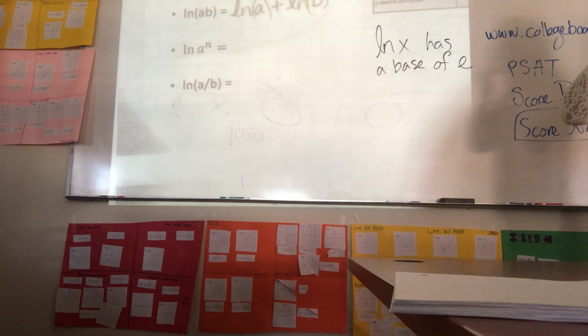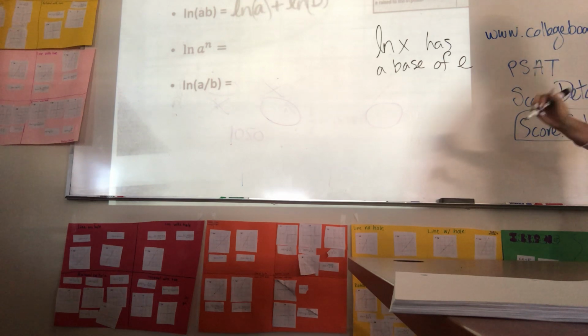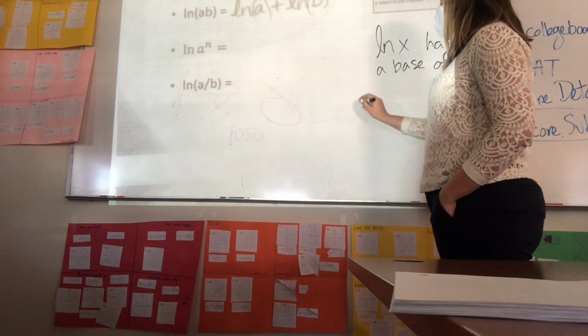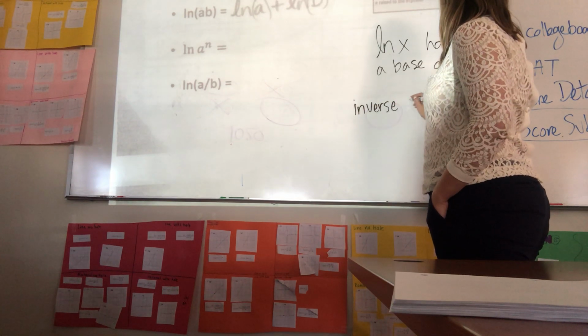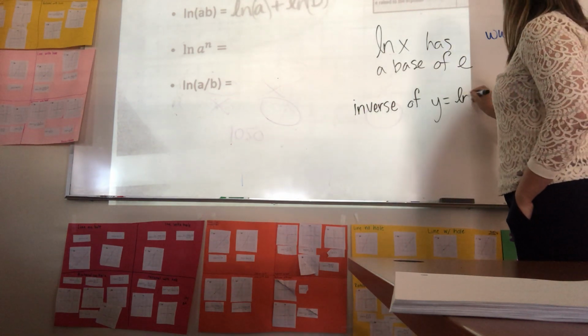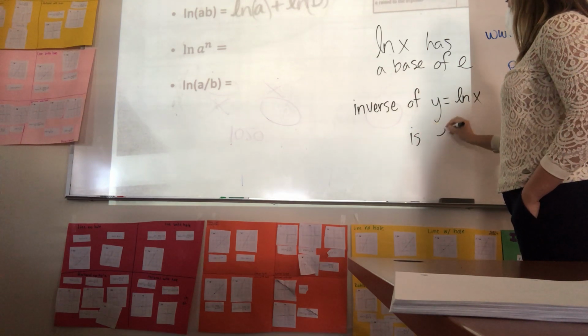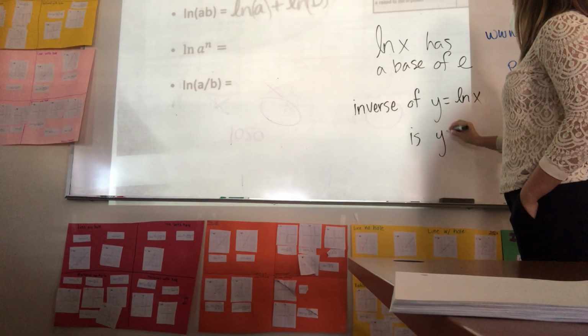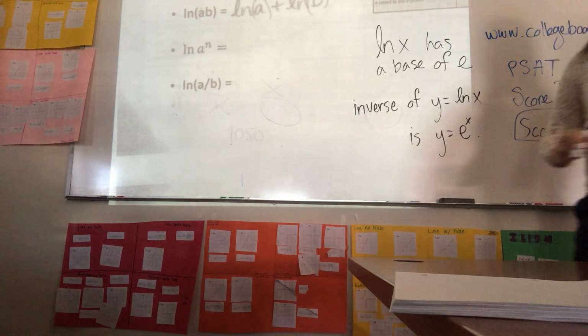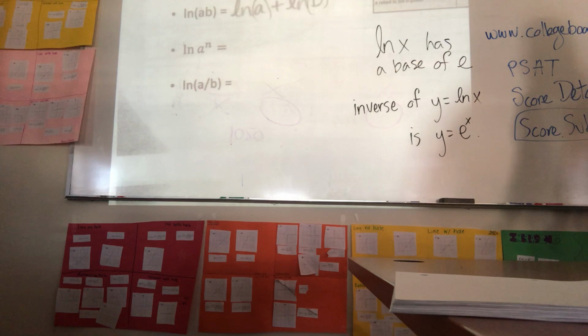So what does that mean when I say that? It means the inverse of y equals ln of x is y equals e to the x. So those are inverses. Remember how on the do now, we did 3 to the x was the inverse of log base 3 of x, and all the points were switched. If I knew the points of this one, I would just switch all the x's and y's and graph that one. So when I say it's base e, it means that's the inverse of e to the x.